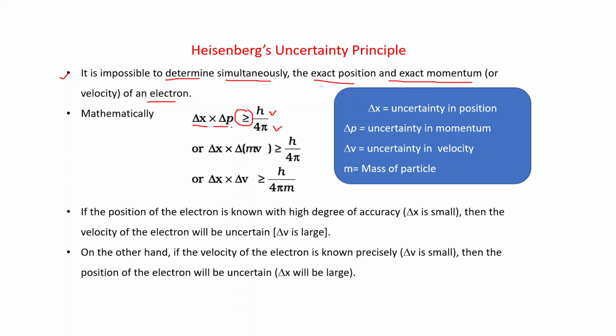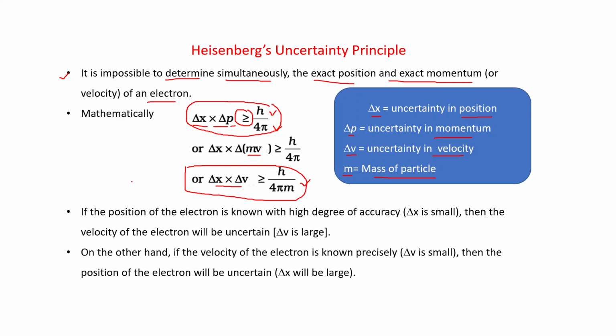And as we know, this momentum is m into v. That's why we can get this formula: delta x into delta v is equal to or greater than h by 4 pi m, where delta x is the uncertainty in position, delta p is the uncertainty in momentum, delta v is the uncertainty in velocity, and m is the mass of the particle. From this relationship, we can say the minimum product of uncertainty in position and momentum is equal to h by 4 pi.